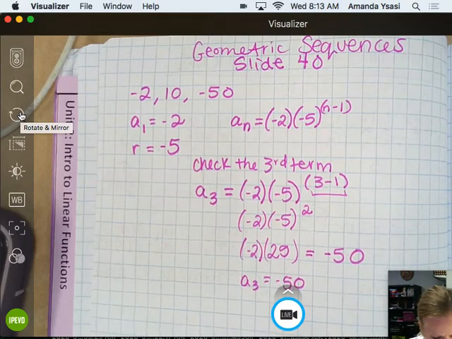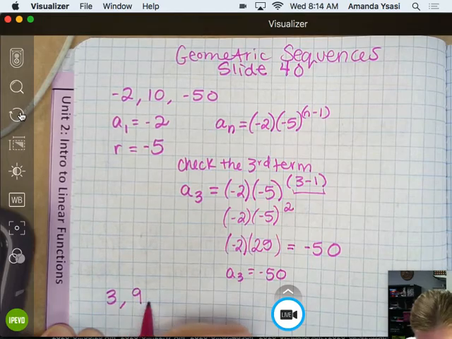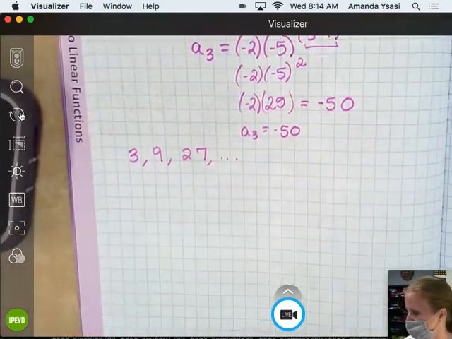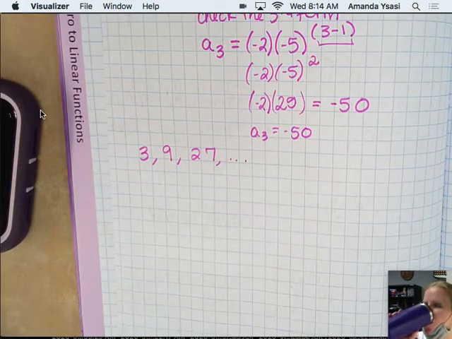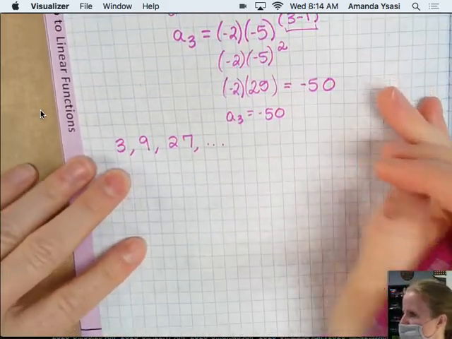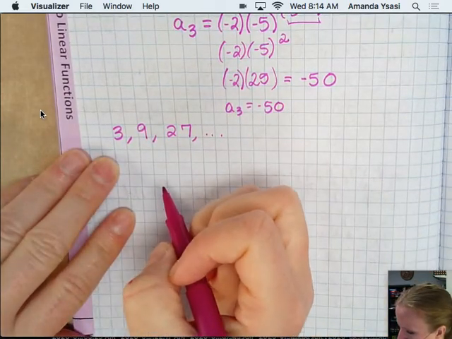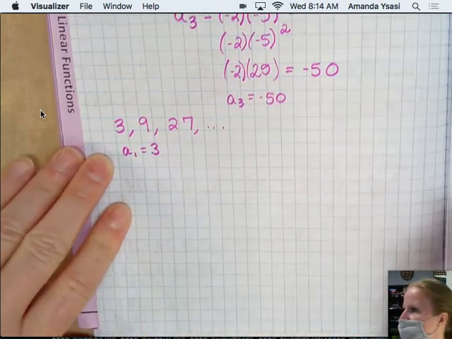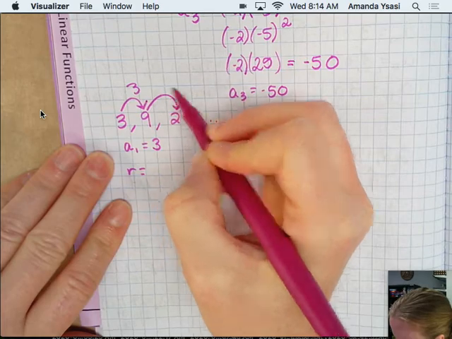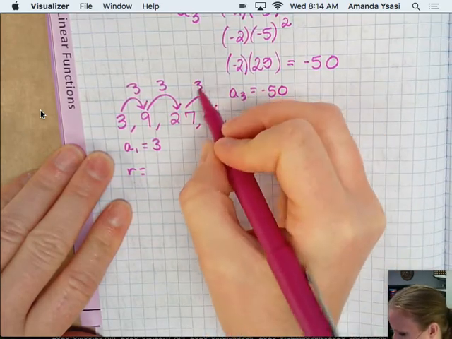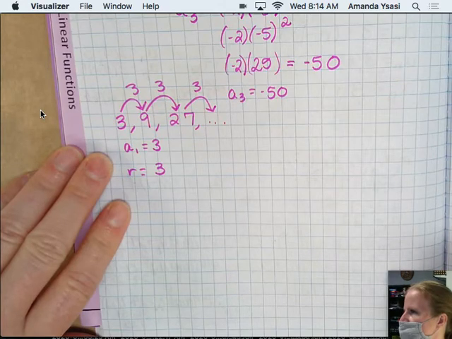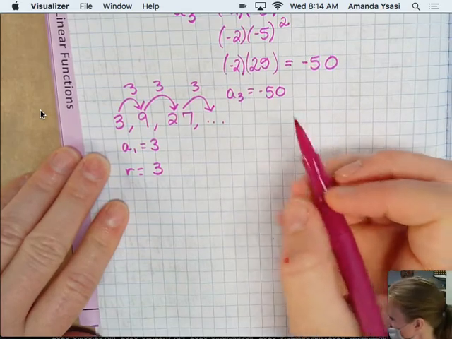Let's do another one. Another sequence: 3, 9, 27, ... So our A1 is 3. What's our common ratio? 3. Yeah, because 3 times 3 gives you 9, and 9 times 3 gives you 27. What would the next term be? 27 times 3, what is that? 81. Okay.